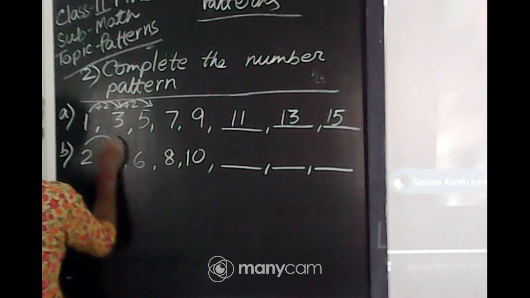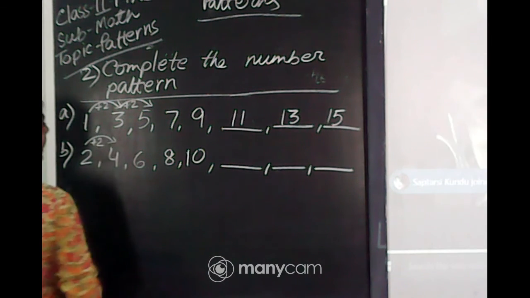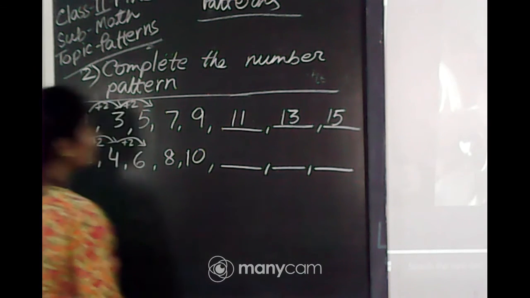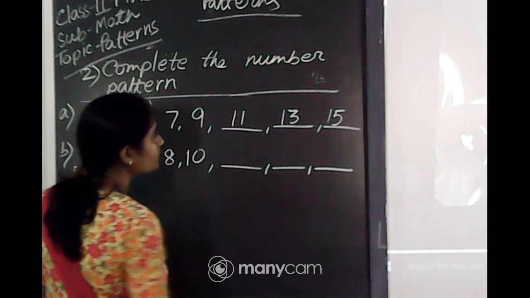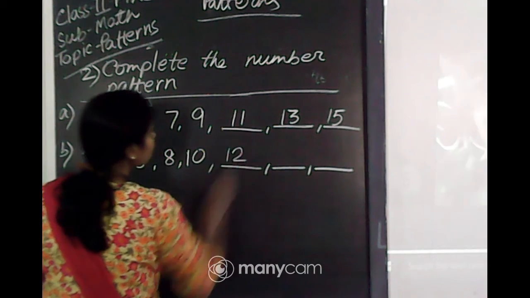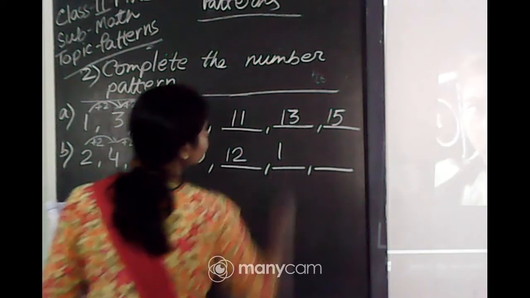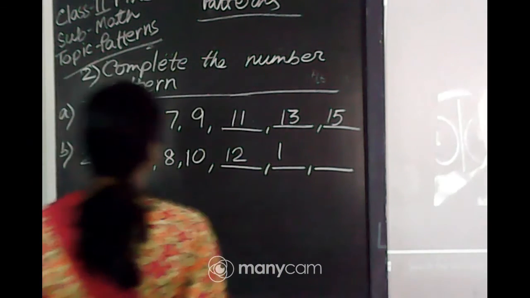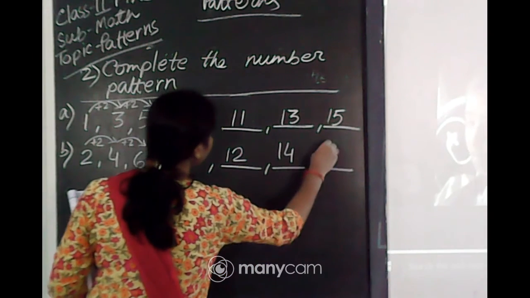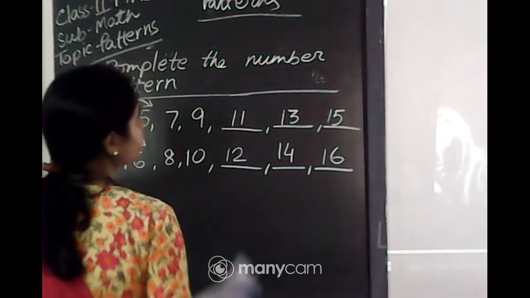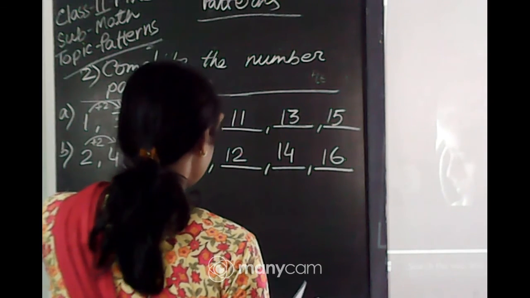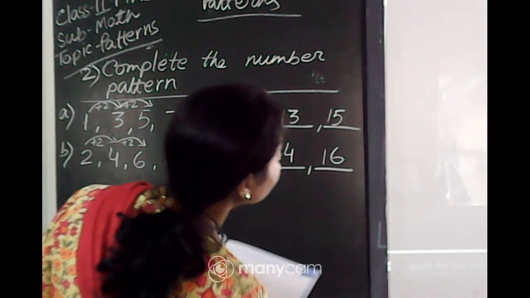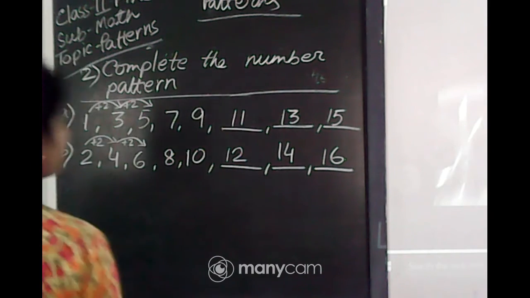2 plus 2, 4. 2 plus 2, add 2. 4 plus 2, 6. 6 plus 2, 8. 8 plus 2, 10. 10 plus 2, 12. 12 plus 2, 14. Yes, Washim, Oshmi, Rithojit, very good. 14 plus 2, 16. Very good. Rithojit, Oshmi, Washim, they three have answered. Okay.